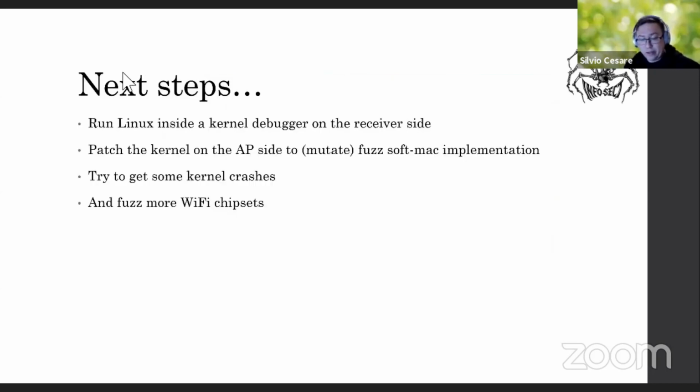that Wi-Fi effectively. The next step that I need to do is run Linux inside a kernel debugger on the receiver side, and on the AP side, the access point side, the transmitter side, using transmitter and receiver loosely here. I want to patch the kernel to mutate or fuzz that soft MAC implementation, so the firmware implementation in the Linux kernel that can do some of the Wi-Fi processing, start mutating some of the transmissions that are going across, and see if I can get some kernel crashes on the receiving side, and then start fuzzing a bunch of Wi-Fi chipsets as well.